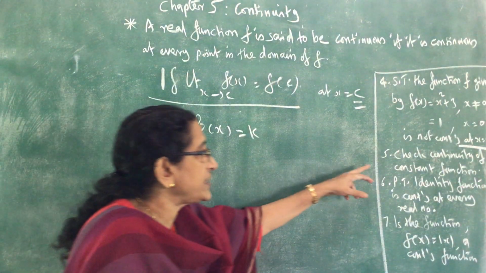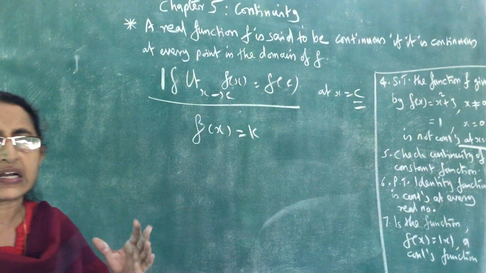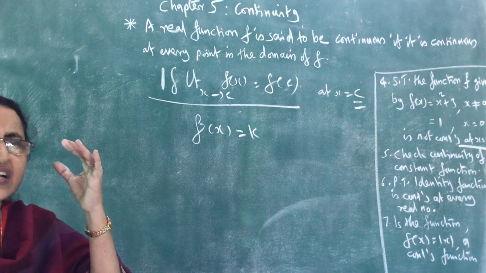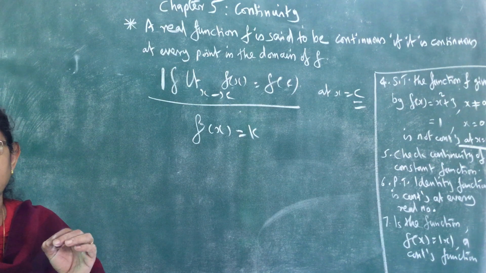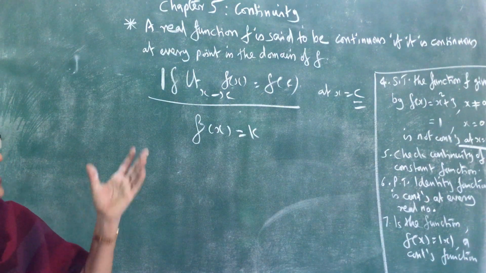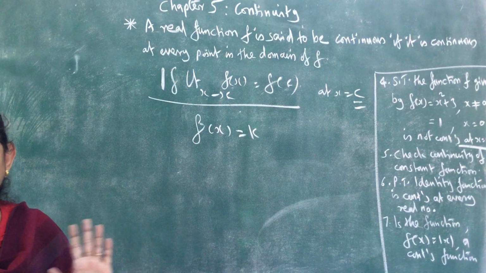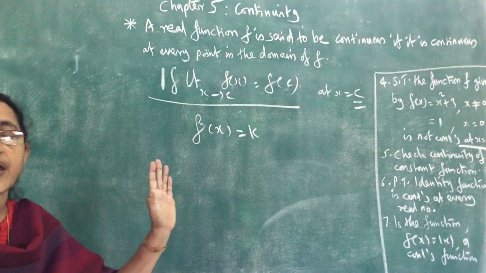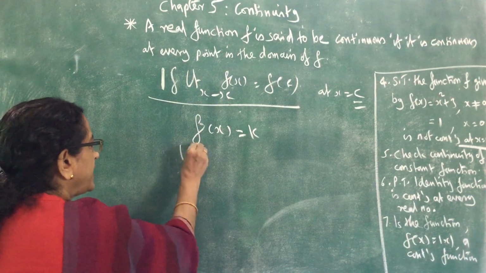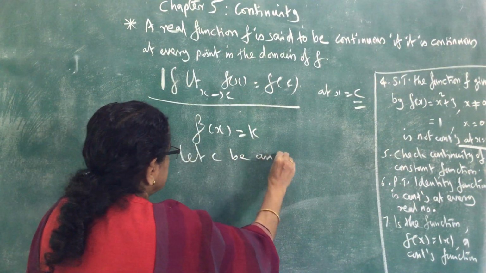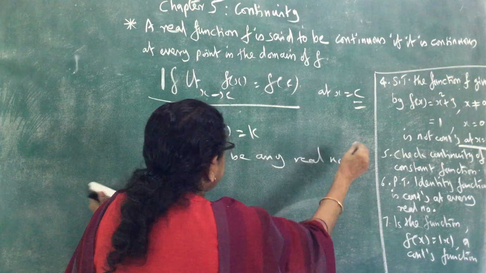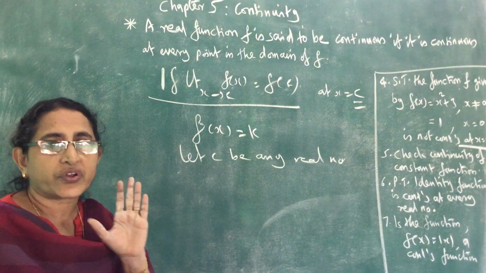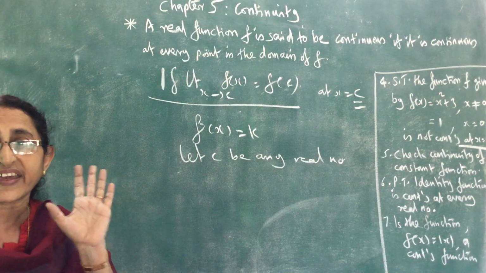Now we have to check the continuity of the constant function. Here the point is not given. So generally we can consider a general point. We are studying only real functions, real valued functions, so we have to consider only real numbers. Let C be any real number. Now we are going to check the continuity at x equal to C. So remember that C is any real number.